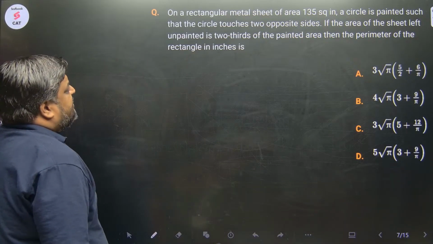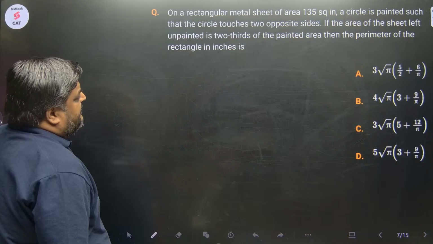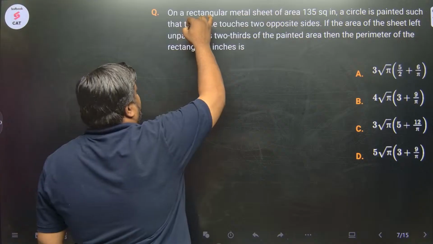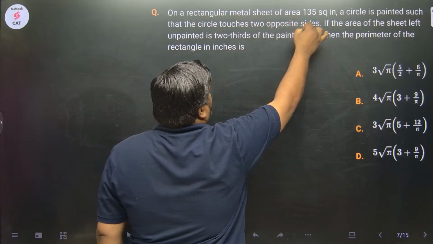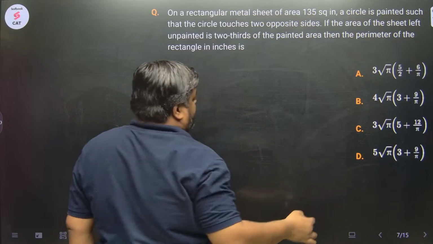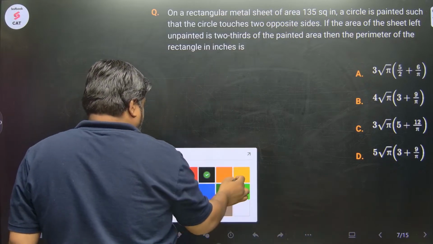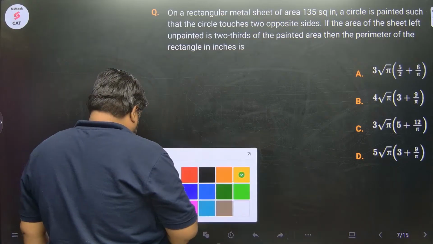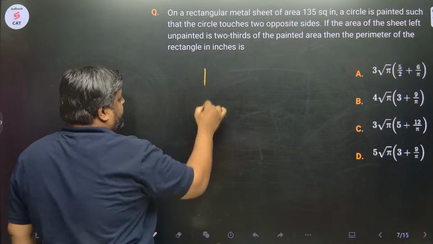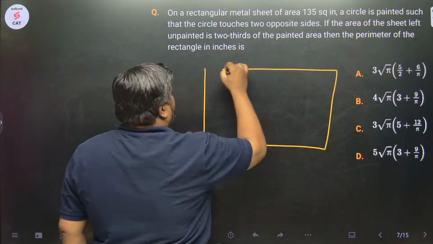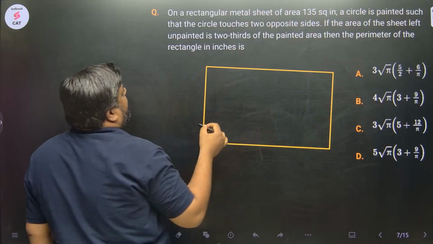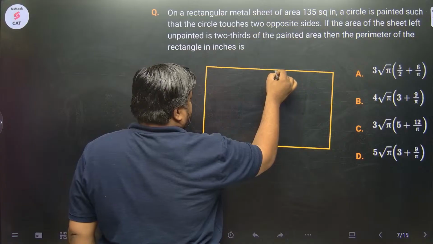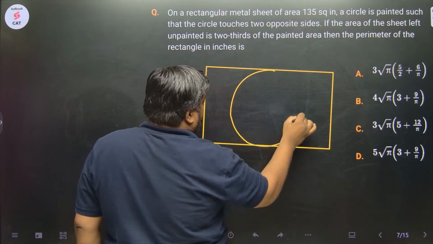On a rectangular metal sheet of area 135 square inches, a circle is painted such that the circle touches two opposite sides. Okay, very good. Chalo, let's draw a rectangle. And a circle is drawn such that it touches two opposite sides. Definitely the circle will look something like this.